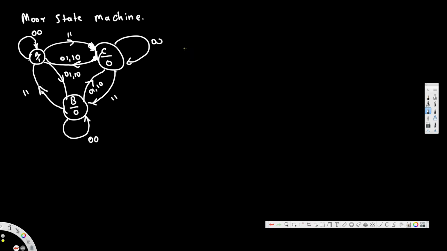Now let's go ahead and continue here. Output is the function of only present state, not input.